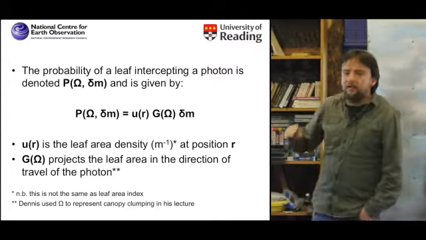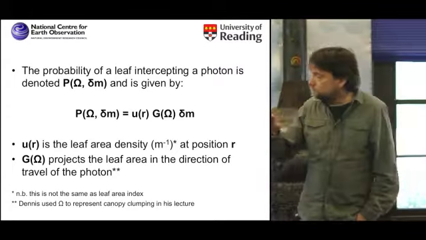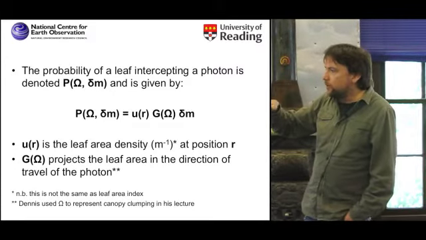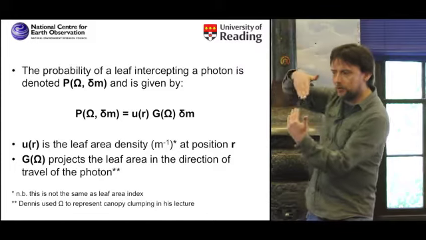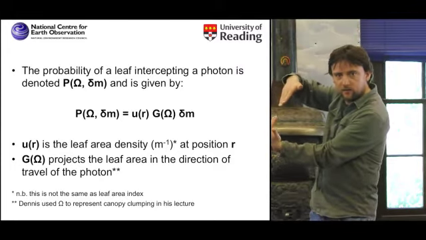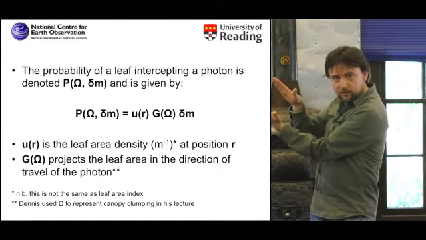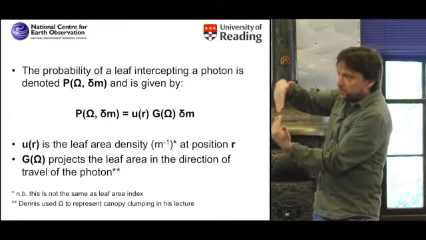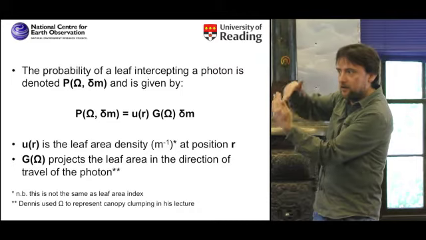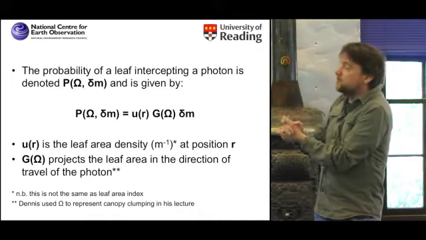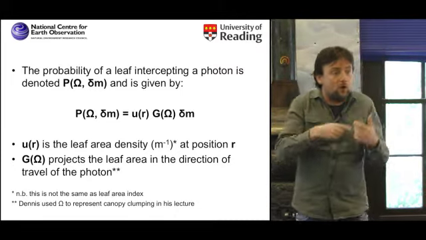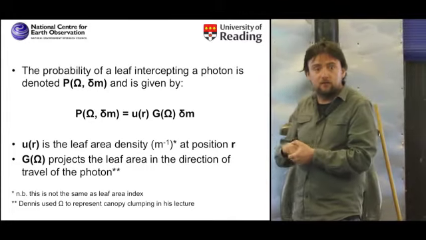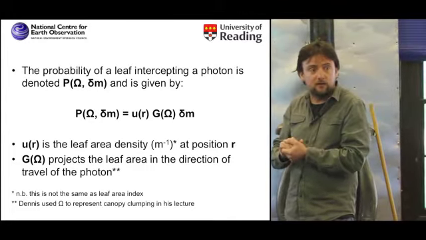Now, to explain that, think about how likely it would be that a photon would be intercepted if all the leaves were facing the photon flat on, or if all the leaves were facing the photon point on. Okay, you're much more likely to be intercepted if all the leaves are like that than if they're like that. If the leaves are all randomly distributed, the G function is just 0.5 in all angles, basically.